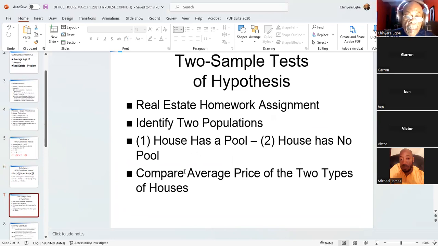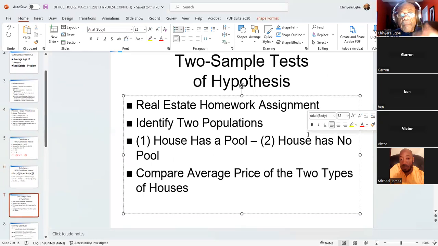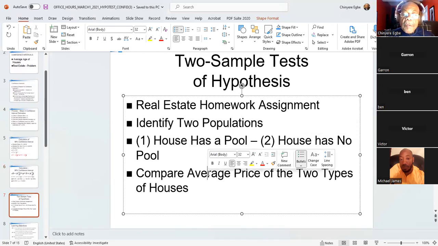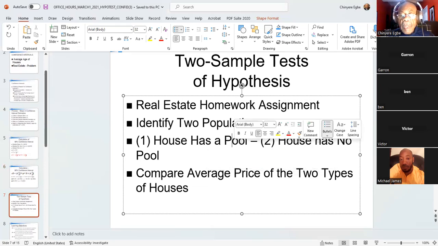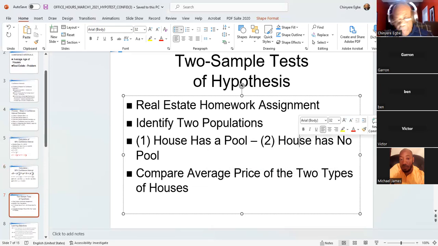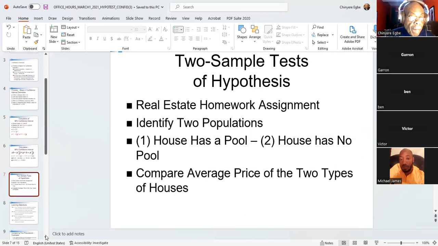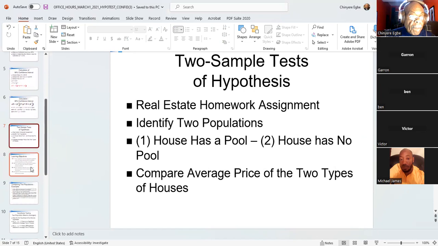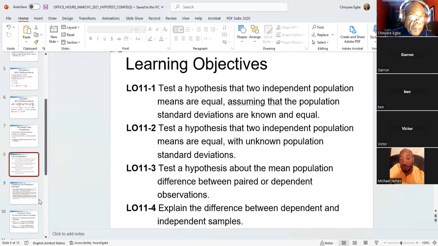So the problem we're looking at here is we look at two populations, okay? Houses that have a pool and houses that have no pool. We are going to compare the average price of the two types of houses. Houses that have a pool and houses that have no pool.